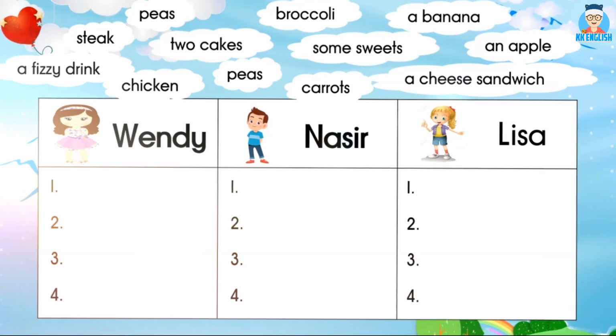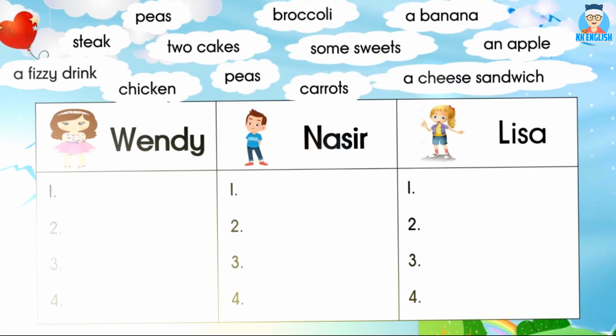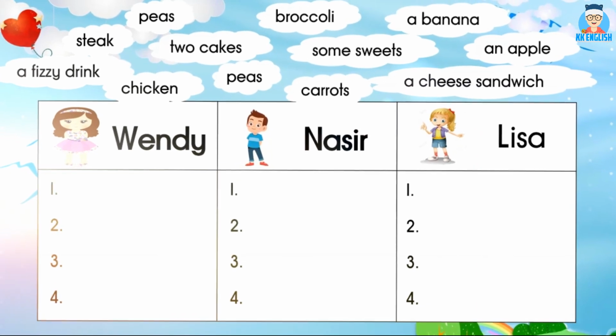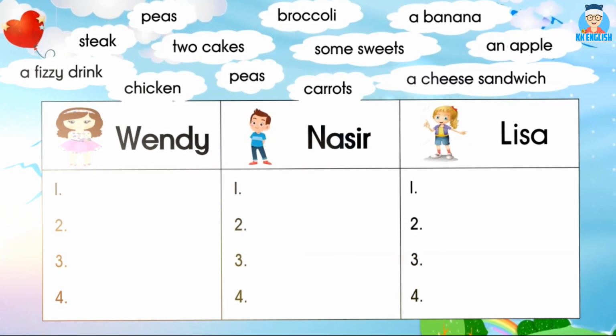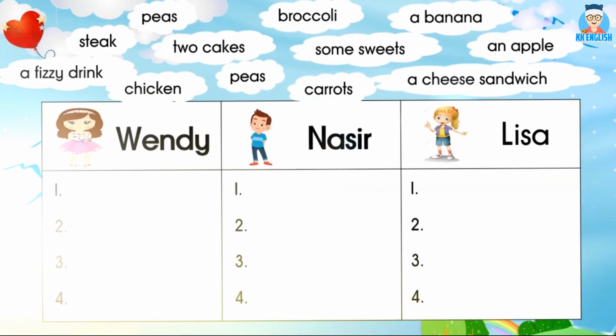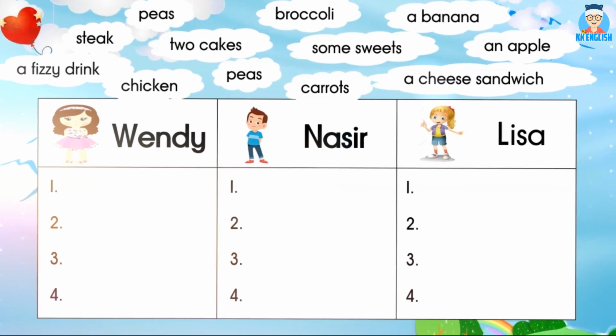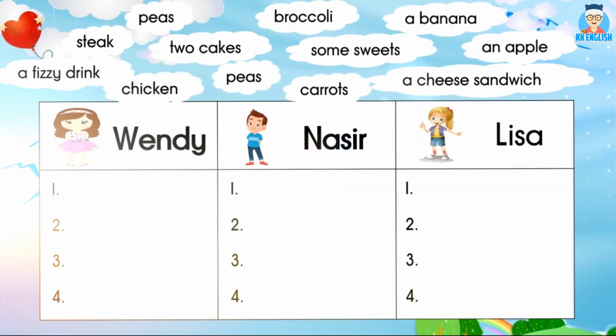Wendy has got a cheese sandwich, an apple, a banana and some sweets for her lunch. Nazir has got chicken, broccoli, peas, and a fizzy drink for his lunch. Lisa has got steak, peas, carrots, and two cakes for her lunch. I will read the text again.